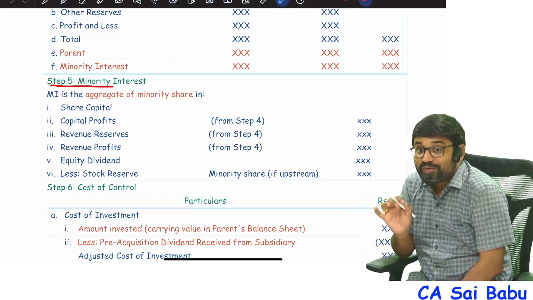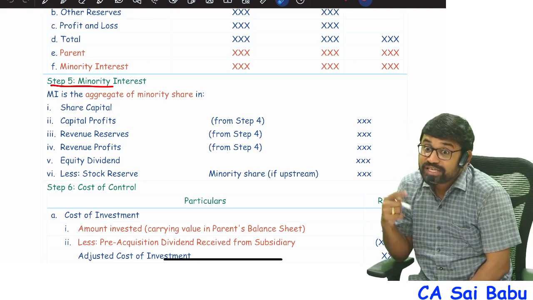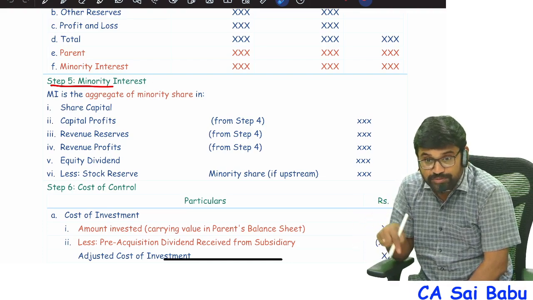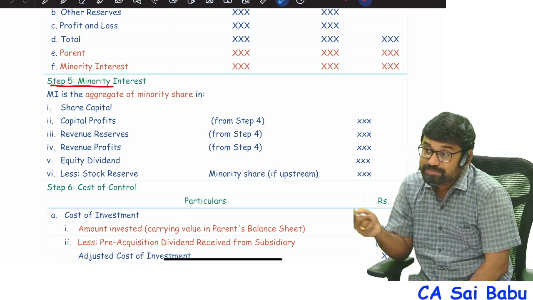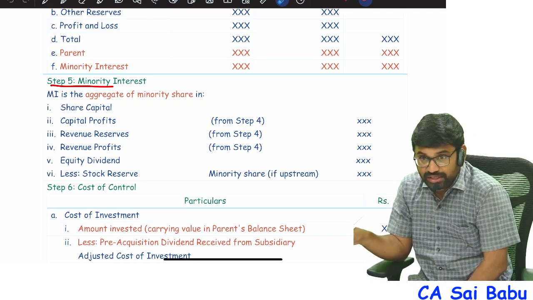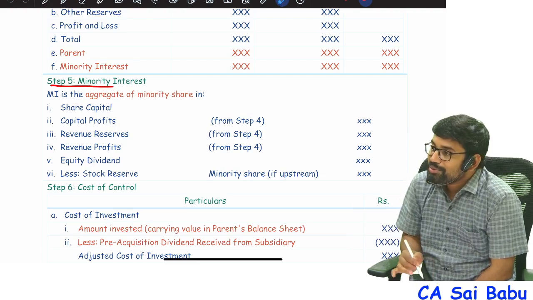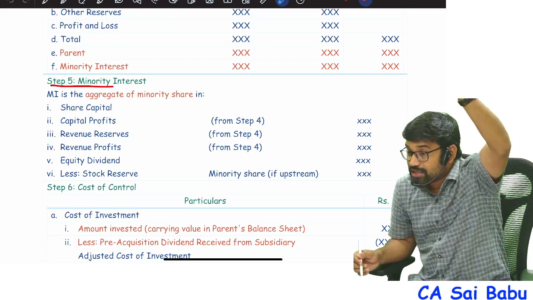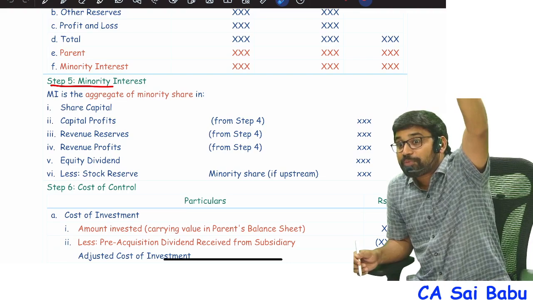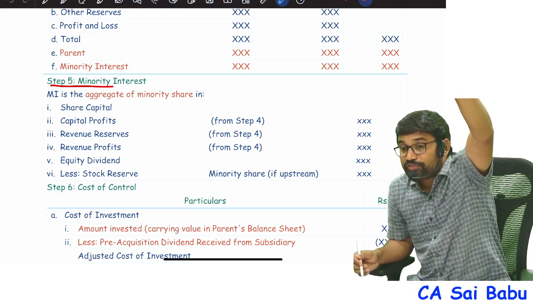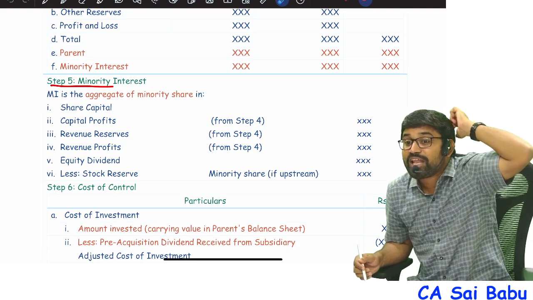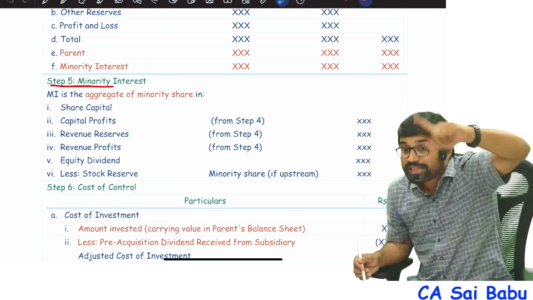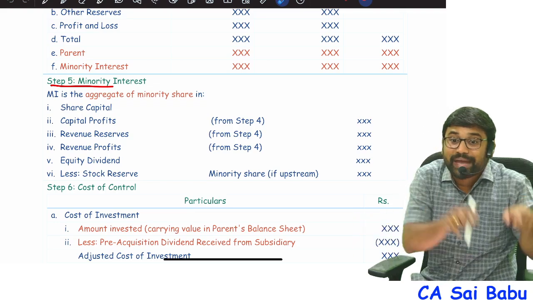Sir, here is one interesting point. Suppose at the time of analysis of the profits of the subsidiary company itself, I remove these unrealized profits from the subsidiary company profits, then I am not required to do this adjustment because it is already eliminated. So only when the profit earned by the subsidiary on sale of goods to the parent is analyzed and apportioned in step number 3 and 4, then it has to be eliminated from the respective parent and minority interest.